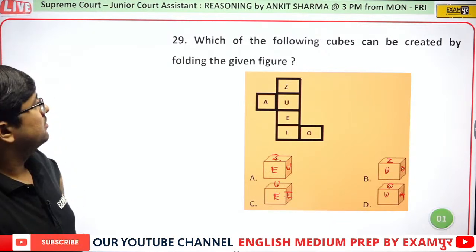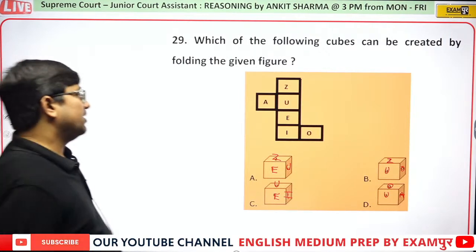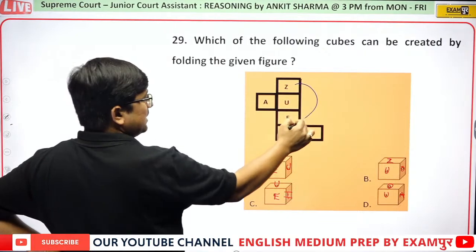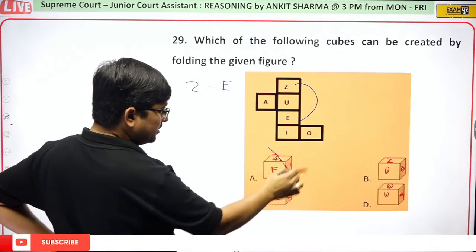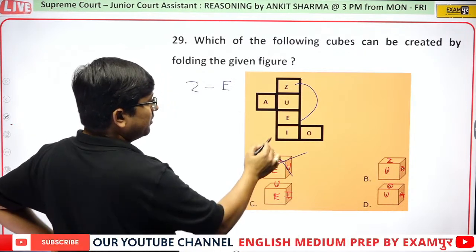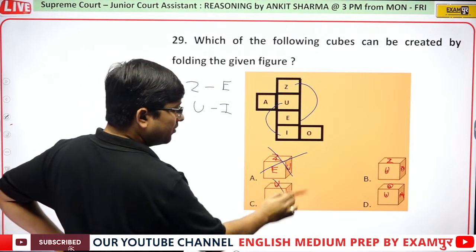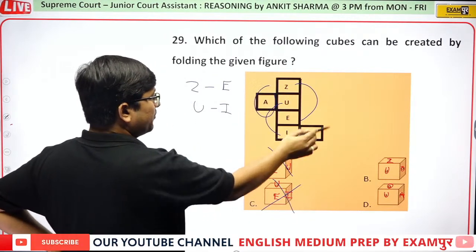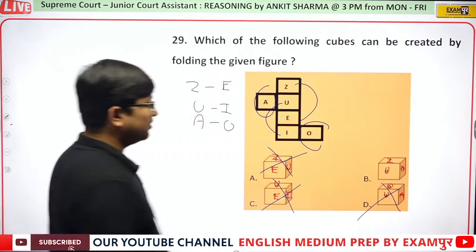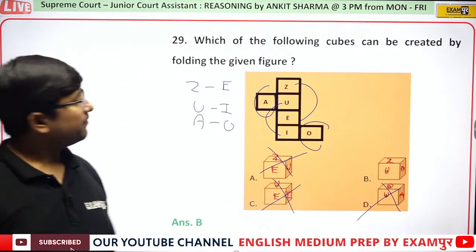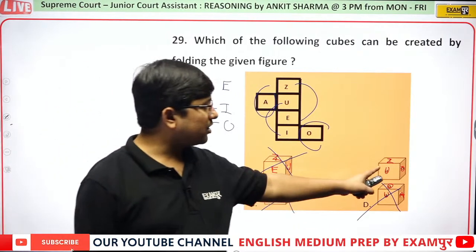Now see, very good. Which of the following can be created? See, Z's gap of 1 is E, so Z's opposite is E. So if Z's opposite is E, they cannot be seen together. U's gap of 1 is I, so U and I cannot be seen together. Now A's opposite will be O, so obviously they cannot be seen together. So the right answer is option number B.